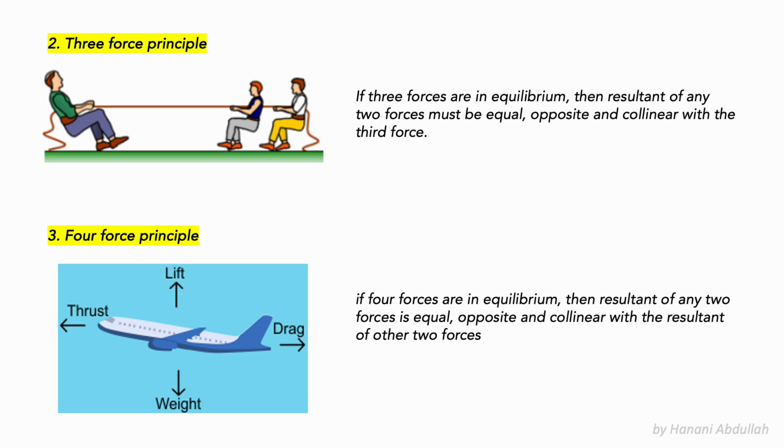Contohnya, you boleh tengok kat gambar tu, 3 orang tarik tali. Kalau forces yang ditarik itu balance, nobody will move. Senang kan? Kalau tak balance, mesti ada orang jatuh. And then the third one, the third principle is 4 force principle. Tengok dekat gambar yang kapal terbang tu, ada lift, weight, thrust dan drag. All these 4 forces mesti in equilibrium supaya kapal terbang boleh fly dengan steady, tak jatuh dan tak bergolek.